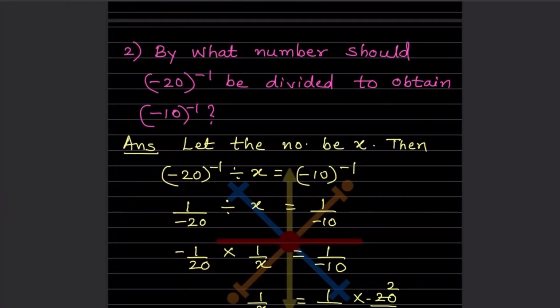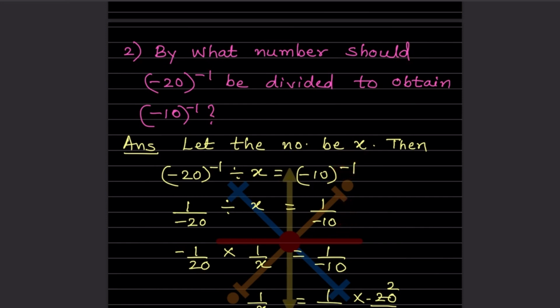So here they said, by what number should minus 20 raised to minus 1 be divided to obtain minus 10 raised to minus 1? So let the number be x. Then we are going to write the same, but divided by x is minus 10 raised to minus 1. Again we are going to make the exponents positive, so we are going to write the reciprocal, that is a flip over.